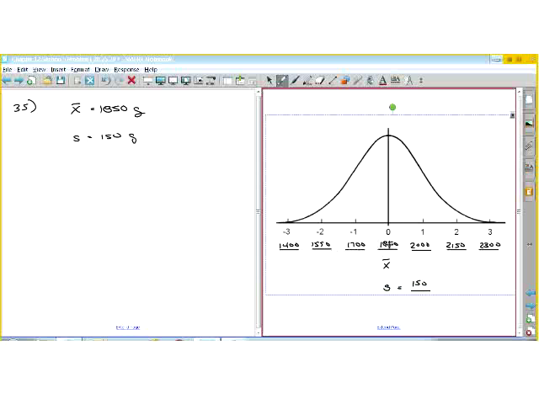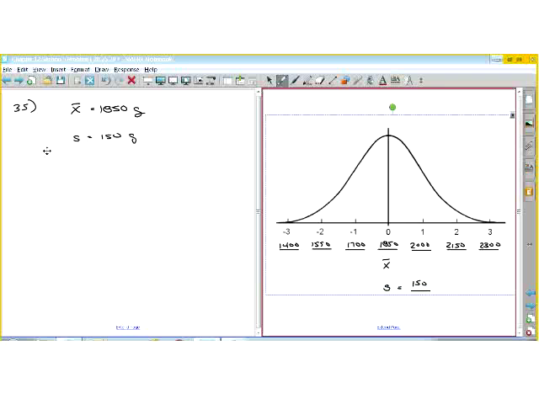So this thing should be symmetric around the mean. So we have 1400 to 1850, that's 450, and 1850 to 2300 is 450. So that's good. It's 3 times 150. Okay, so those are good.